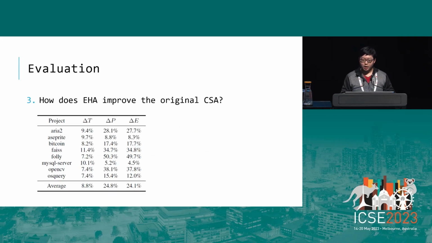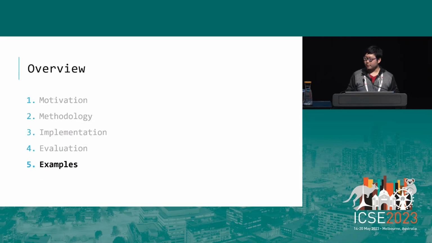Third, how does EHA improve the original Clang Static Analyzer? Our tool is about 9% slower than the original CSA. However, it explores 25% more paths. Besides, 24% more paths are exception paths, which are not and cannot be explored by the original CSA. Next, I will use two examples to show how we extend a CFG and how we track the exceptions.